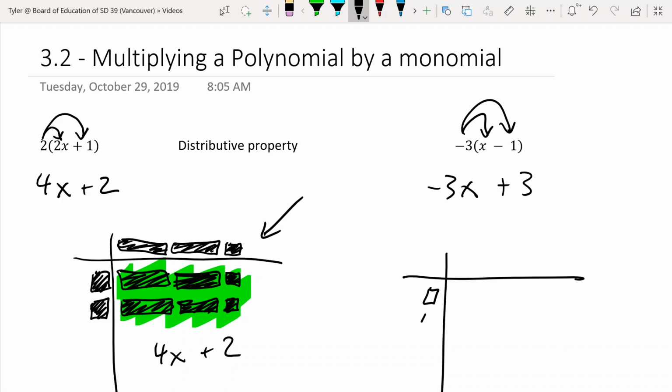We have negative 3, which are going to be white squares, and then we had x minus 1. So let's do negative 1 times x is negative x. Negative 1 times negative 1 is positive 1. And again, that's going to repeat.